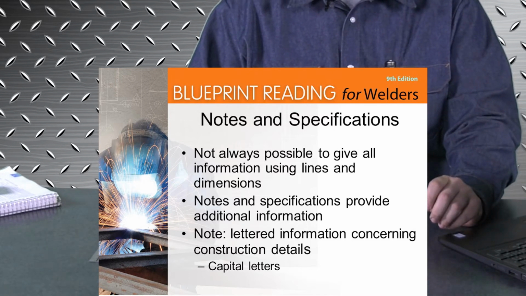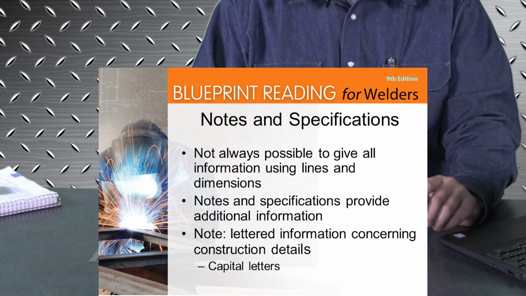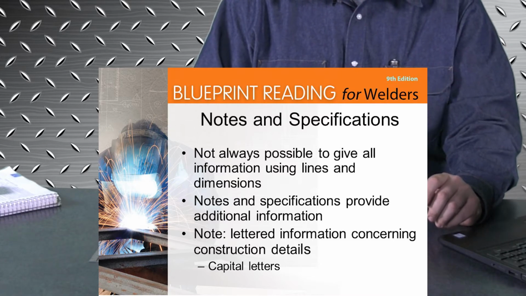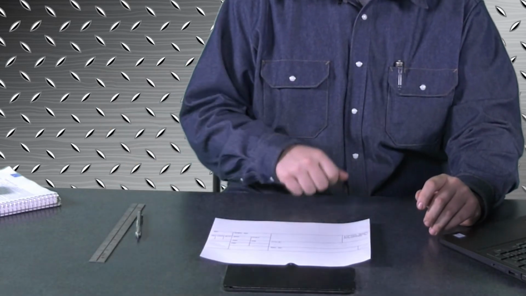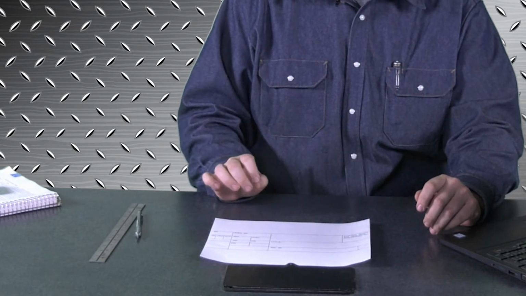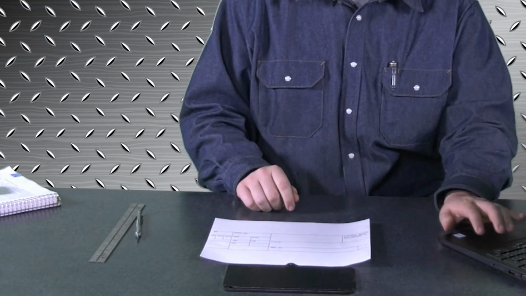Usually it's going to be lettered information concerning construction details. Prints, they like to scream, so everything's going to be capitalized. Sorry. Whenever they give you lettered information, it is going to be all in capital letters. You're not going to have capital and lowercase. It's all going to be in uppercase.